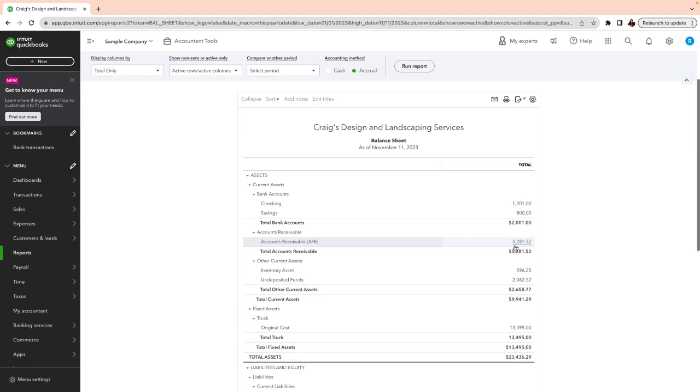So very important. Inventory is another one that you want to make sure is up to date. And a lot of times with the inventory asset, you may need to do some journal entries to adjust that.